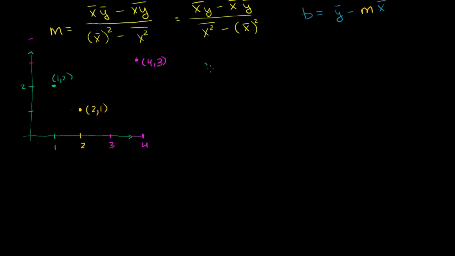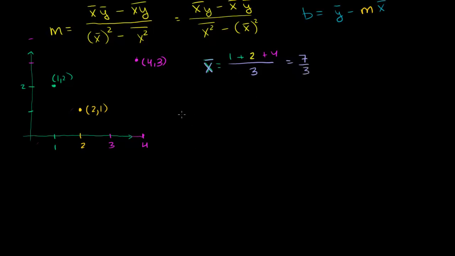The mean of our x's is going to be 1 plus 2 plus 4, divided by 3. And what's this going to be? 1 plus 2 is 3, plus 4 is 7, divided by 3. It is equal to 7 over 3.